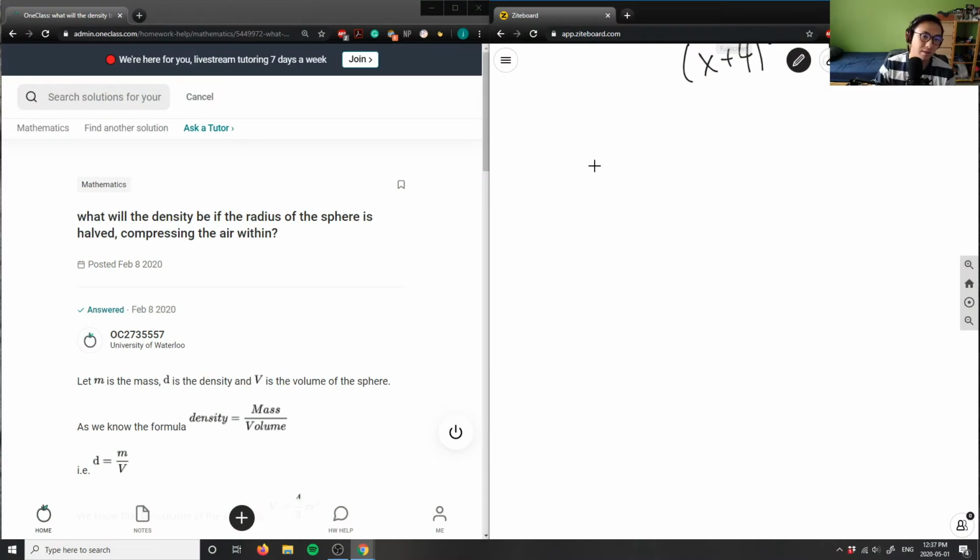What will the density of the sphere be if the radius is halved, compressing the air within? So it's asking about the density if the radius of the sphere is halved. What would it do?